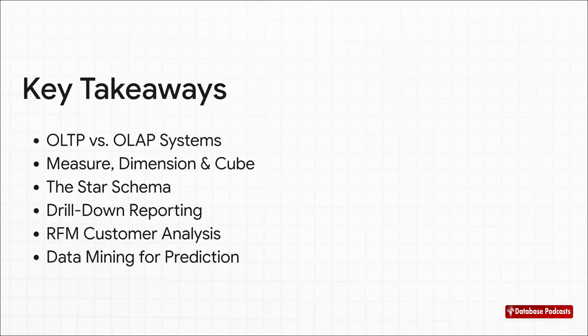Whew. All right, let's just take a breath and do a quick recap. We started by seeing why your standard transactional database, your OLTP system, just isn't built for analysis. Then we saw how OLAP systems use measures, dimensions, and the star schema to build that powerful OLAP cube. From there, we unlocked cool stuff like drill-down reporting and RFM analysis for ranking customers, which finally opens the door to data mining for predicting what comes next.